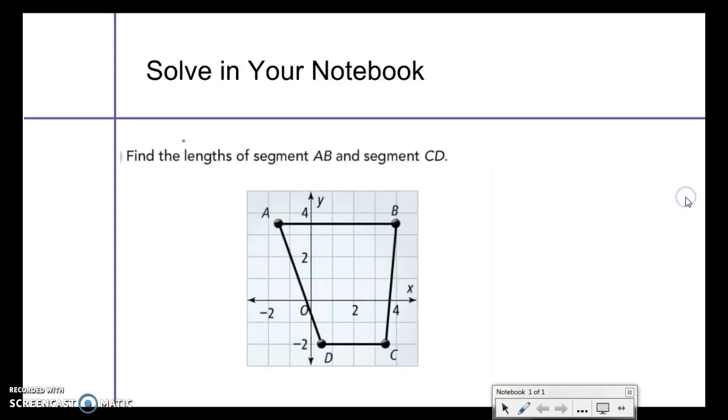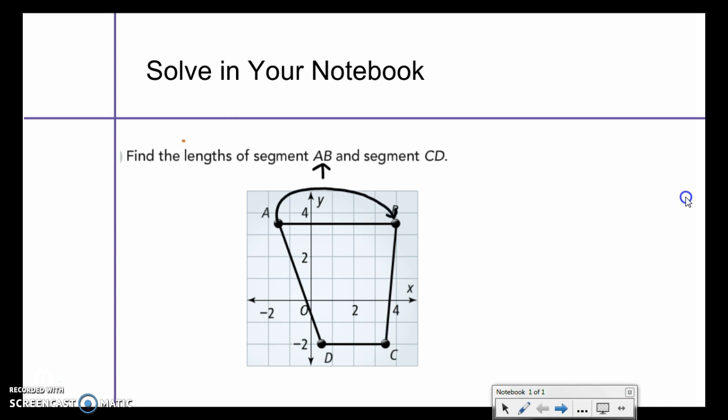Now after this one. All right, find the length of segment AB and segment CD. So let's look at AB first. Okay? That's going to be the easiest thing to do, guys. Just take it one step at a time, because if you look at the whole thing, sometimes it can be a little overwhelming. So we're trying to figure out the distance from here to here.